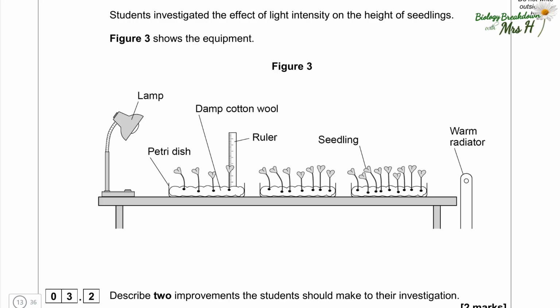Students investigated the effect of light intensity on the height of seedlings. This is one of our required practicals. Figure 3 shows the equipment. Describe two improvements the students should make to their investigation.